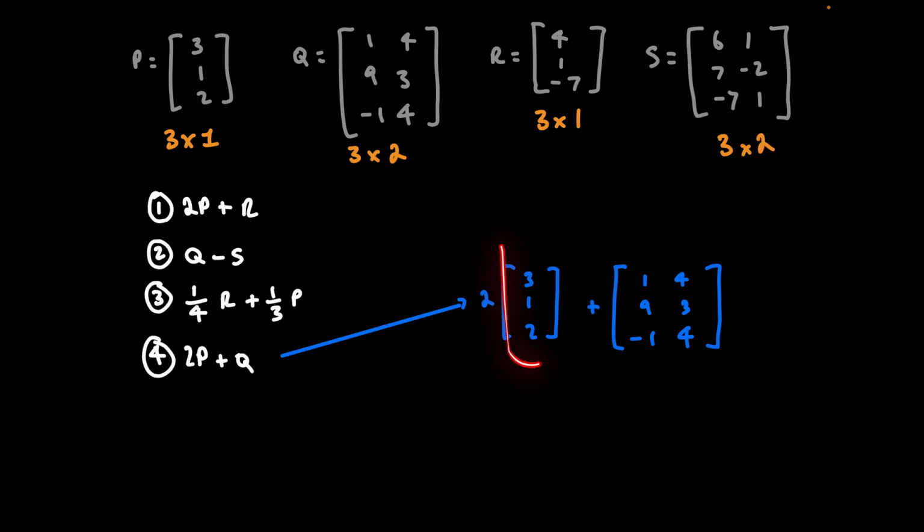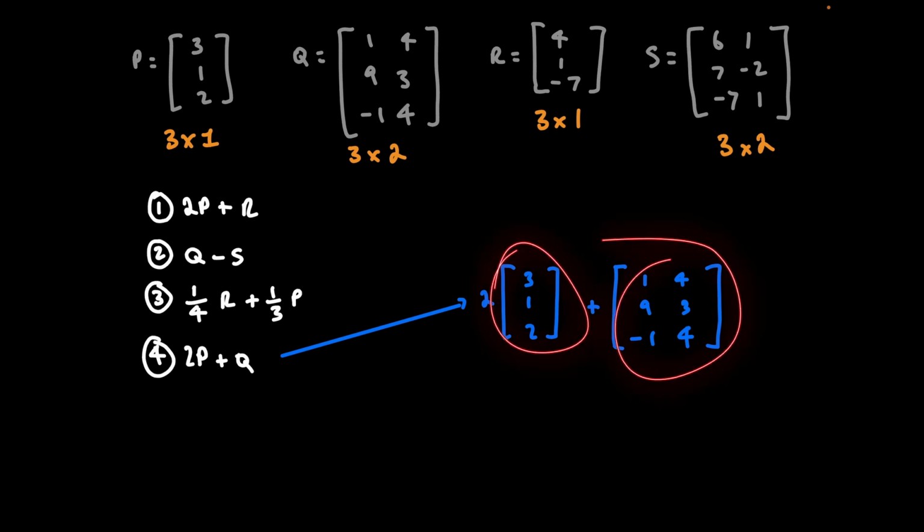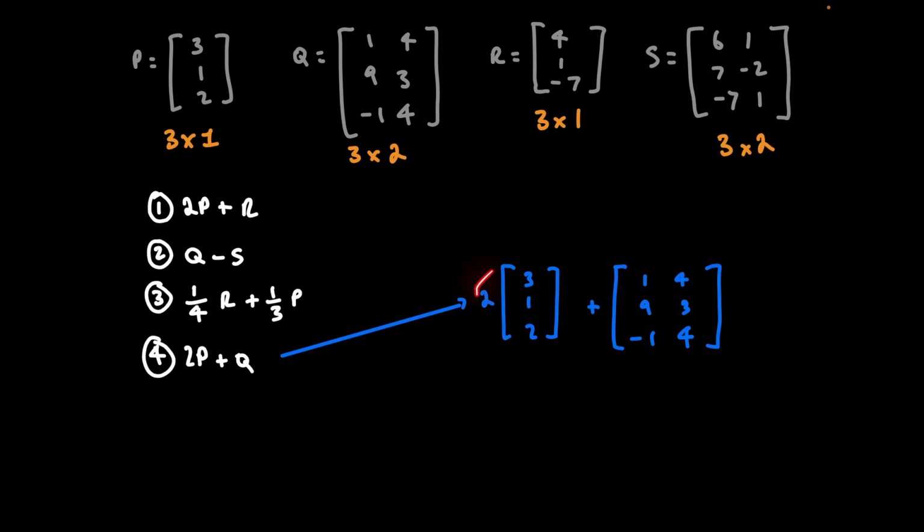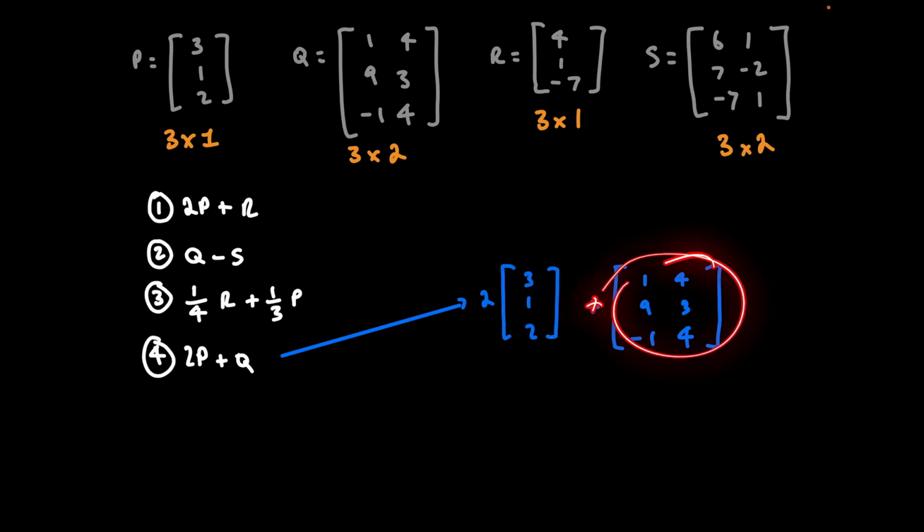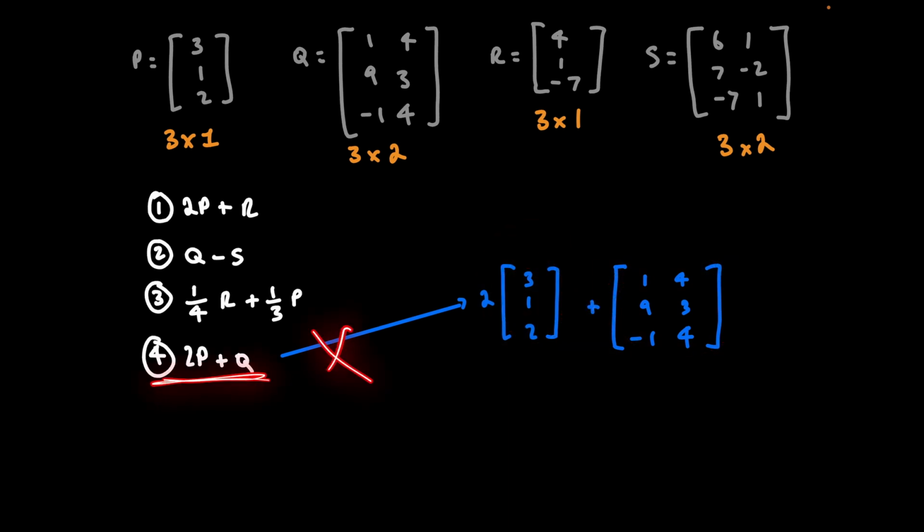You cannot add two matrices that are of different rows or columns, just in general. So it doesn't even matter what 2 times this matrix is, it'll still be a 3 by 1 matrix added with a 3 by 2 matrix. So question 4 does not even have a solution. Be very careful when you're doing arithmetic with matrices, but this is how basic arithmetic with matrices works.